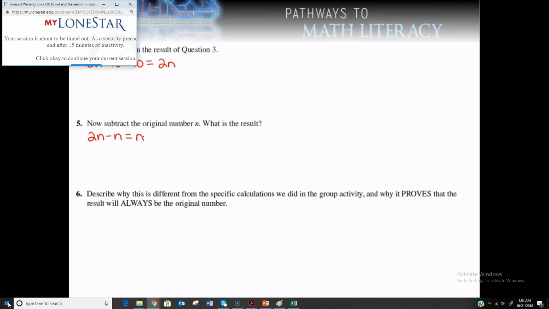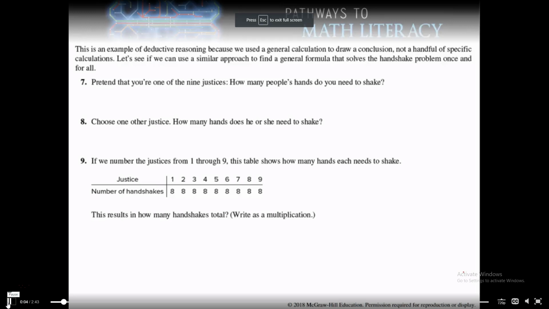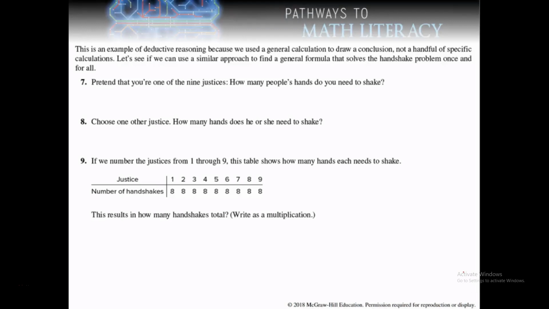Here we're going to try to use a general approach with arbitrary values to find a formula for the number of handshakes for the Supreme Court justices that would let us find the number of handshakes for any number of people. So in 7, pretend you're one of the 9 justices. How many people's hands do you need to shake? Well, you need to shake 8 other people's hands.